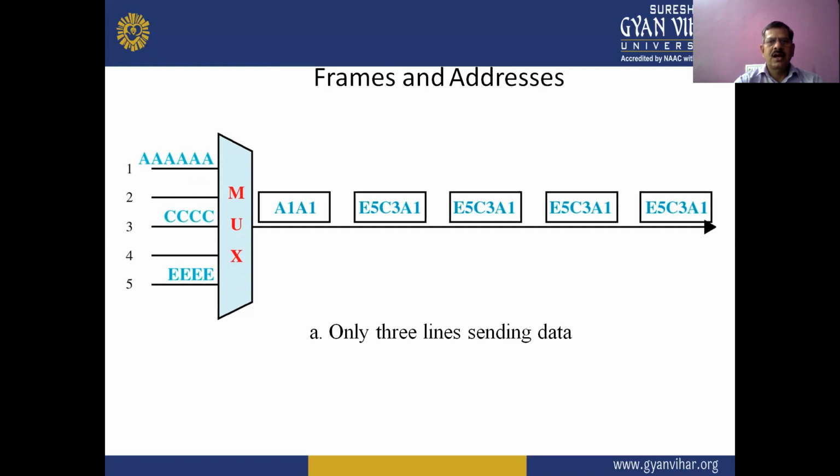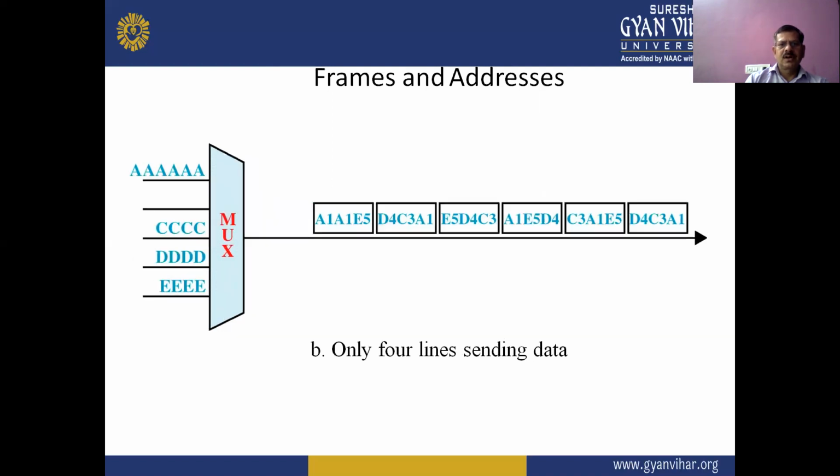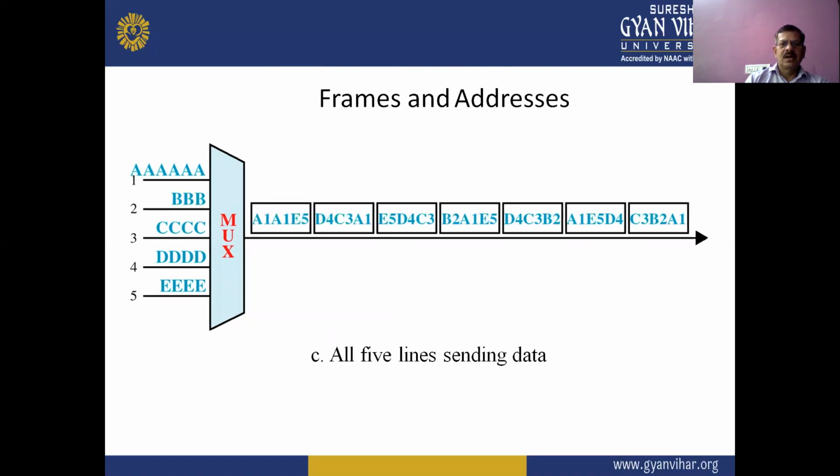This diagram shows the frame and address, with only 3 lines sending data here with the help of multiplexing technique systems, and also only 4 lines sending data in this frame and address systems. That is done by the help of multiplexing technique systems. And this is also frame and address for all 5 lines sending data.